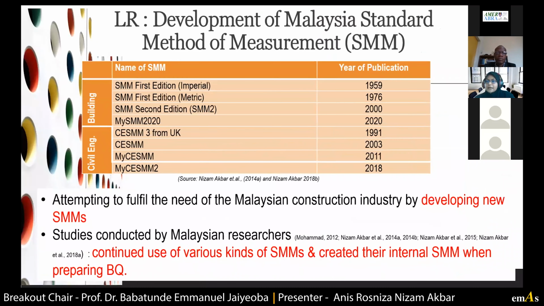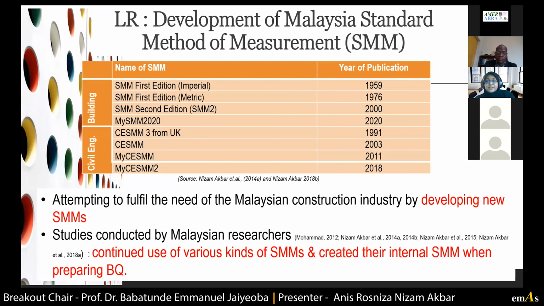Okay, as shown in the table, the most recent SMM released for building work is My SMM 2020. Meanwhile, for civil engineering it is My CE SMM 2. However, there has been a study conducted by Malaysian researchers from 2012 until 2018 demonstrating the continuous use of various kinds of SMMs.